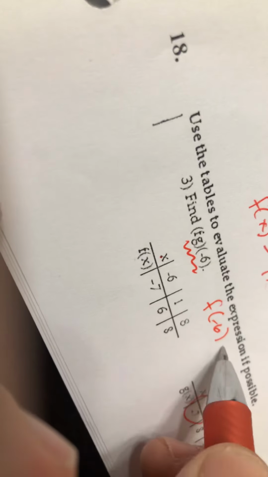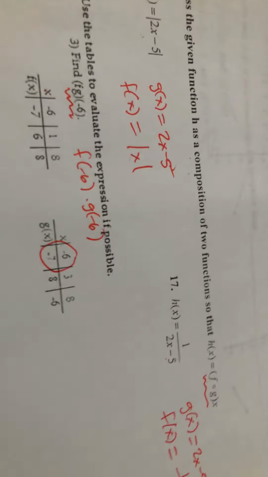Sorry, my dog is doing something funny. Okay, so we're going to do f of negative 6 times g of negative 6. Sorry, I got distracted there for a minute, y'all.